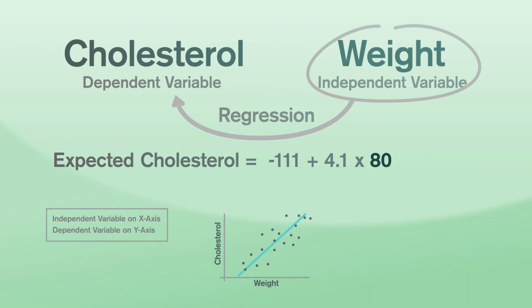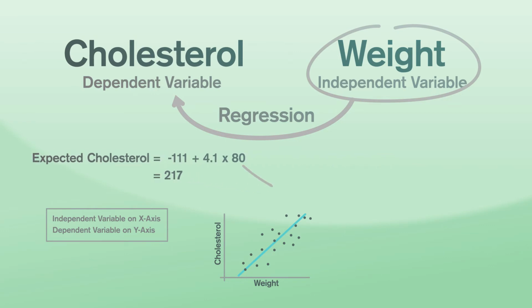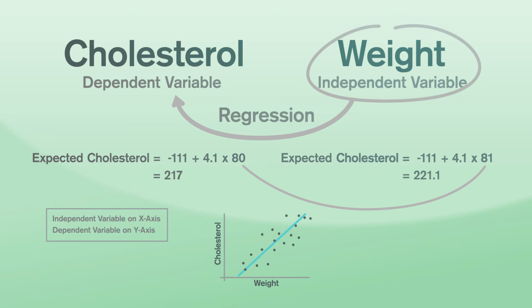If weight is 80 kilograms, then expected cholesterol is 217. If weight is 81 kilograms, then expected cholesterol is 221.1. We increased weight by 1 kilogram. By how much did the expected cholesterol change? It changed by 4.1. This value. The coefficient of weight, 4.1, is the slope of the line. This means that as weight increases by 1 kilogram, the cholesterol is expected to increase by 4.1 units on average.